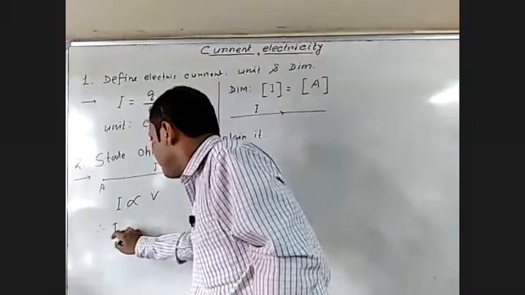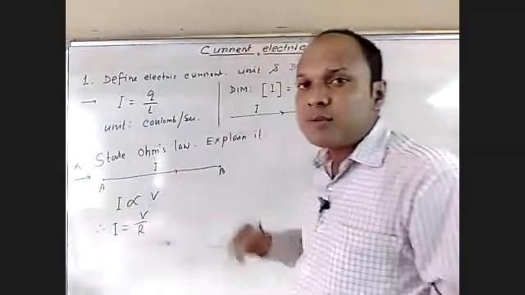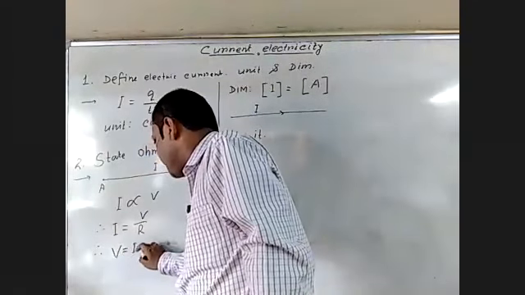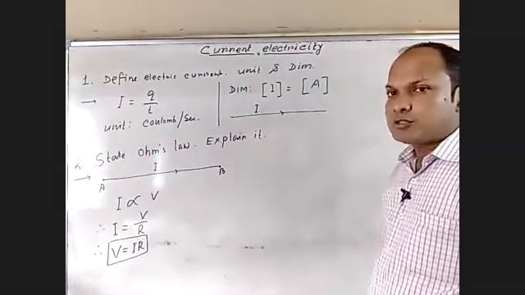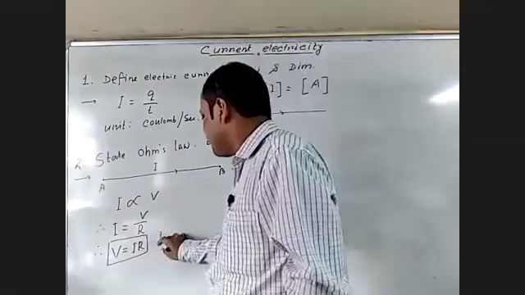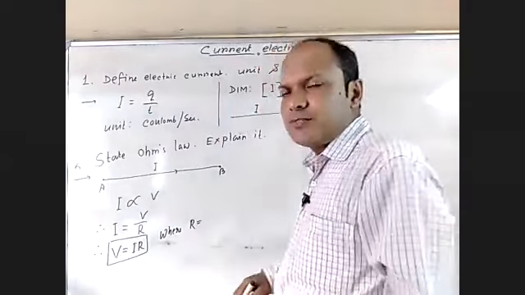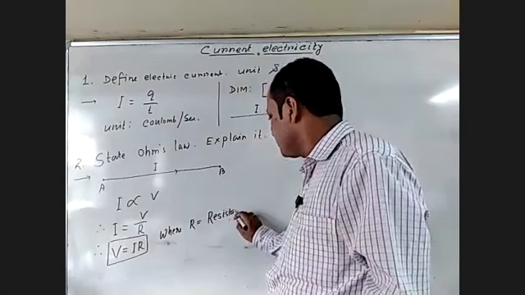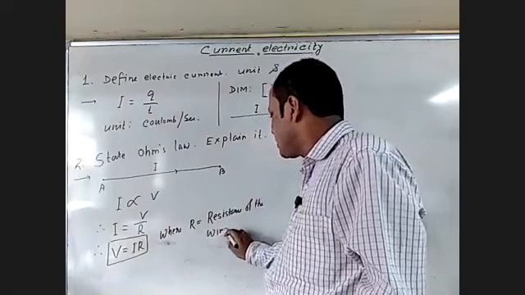directly proportional to the potential difference between the two ends of the conductor. Now remove the proportional sign; a constant will be there. Here the constant appears as 1 by R. Therefore, V equals IR. This is the equation of Ohm's law, where capital R equals the resistance of the wire. Now you may ask, what is resistance?